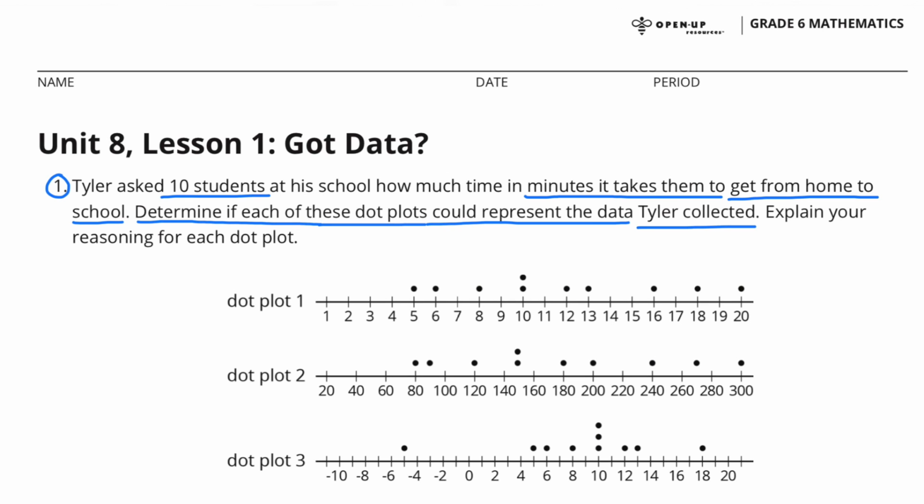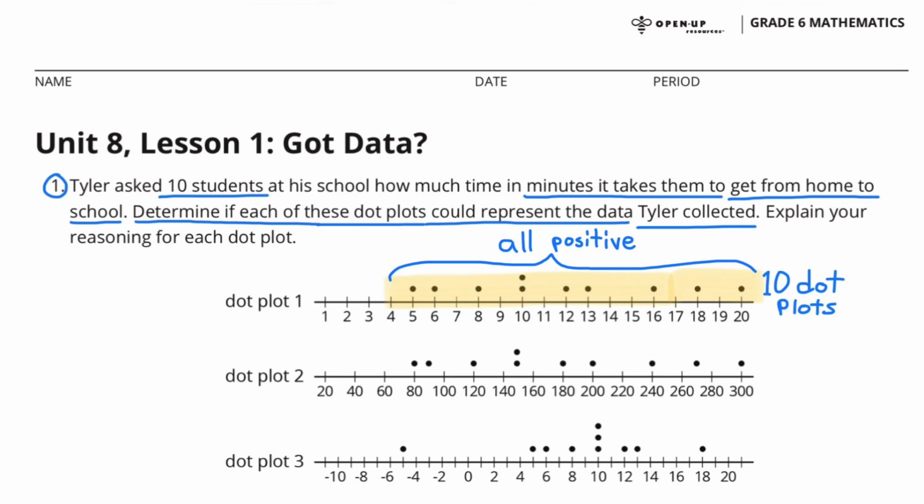Number 1. Tyler asked 10 students at his school how much time in minutes it takes them to get from home to school. Determine if each of these dot plots could represent the data Tyler collected. Explain your reasoning for each dot plot. Dot plot number 1 has 10 pieces of data, and they're all positive, and they range from 4 minutes to 20 minutes. So that's reasonable. Yes, dot plot number 1 could represent the data Tyler collected.